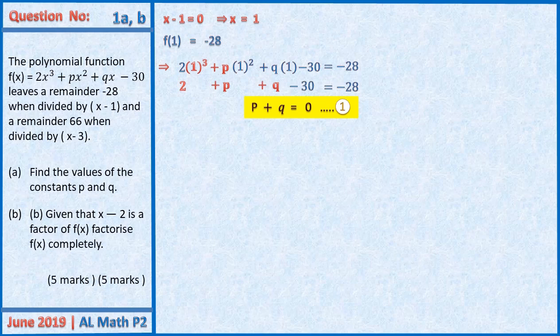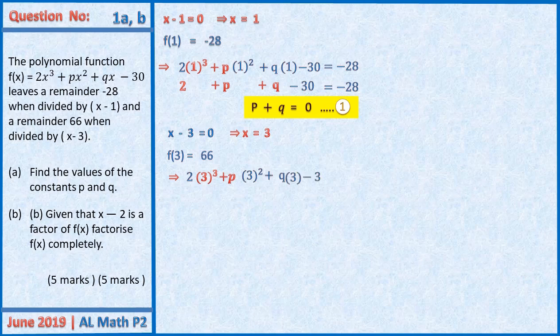Secondly, we are told that when we divide by x minus 3, the remainder is 66. So x minus 3 equals 0 implies x equals 3, and f of 3 gives us 66. So this implies 2 into 3 to the power 3 plus p into 3 to the power 2 plus q times 3 minus 30 equals 66. So simplifying at this point, we obtain the following. And we have 3p plus q equals 14, equation 2.